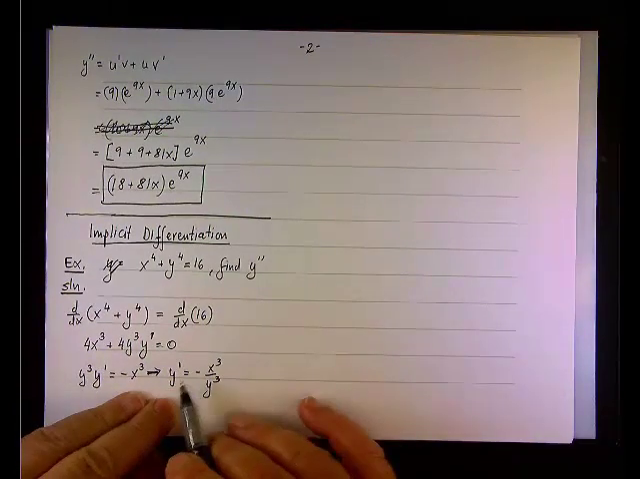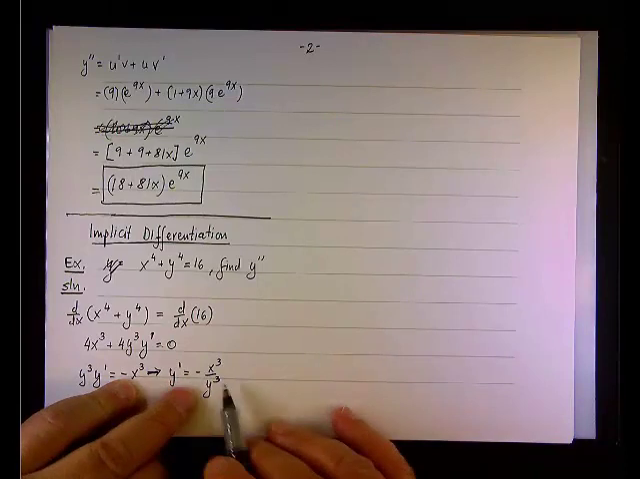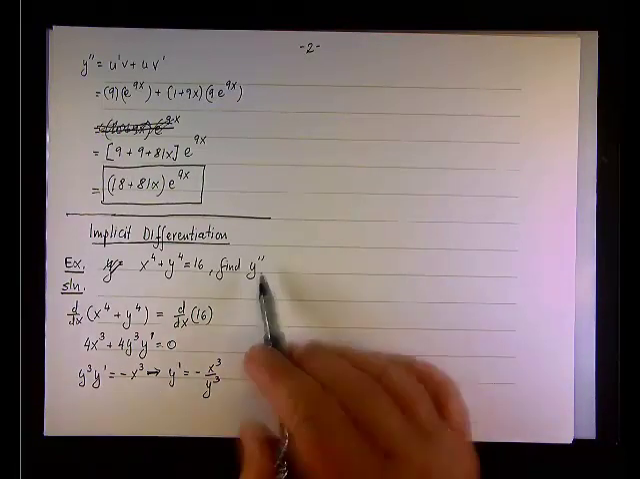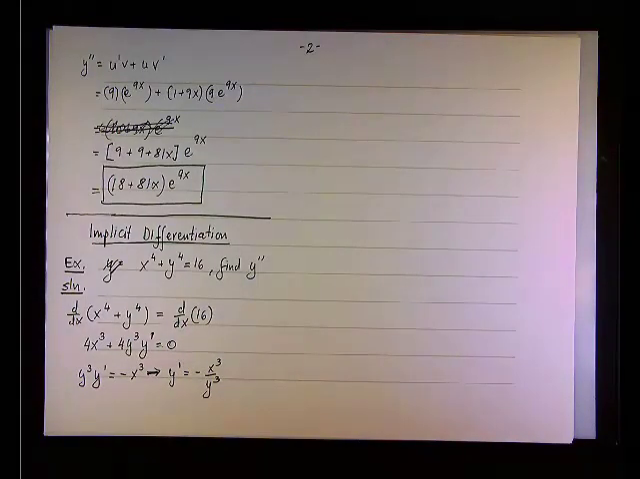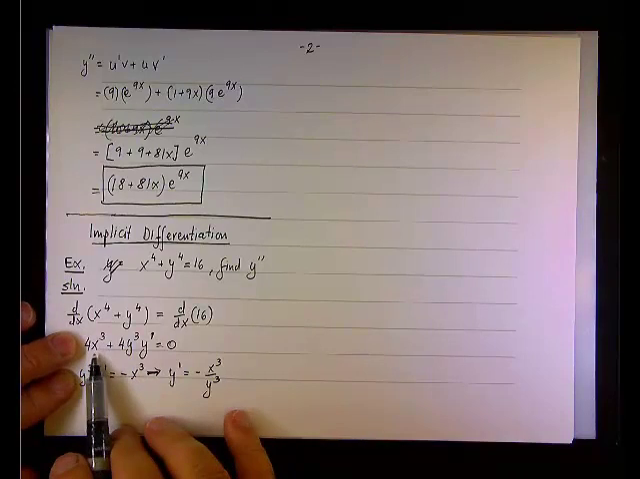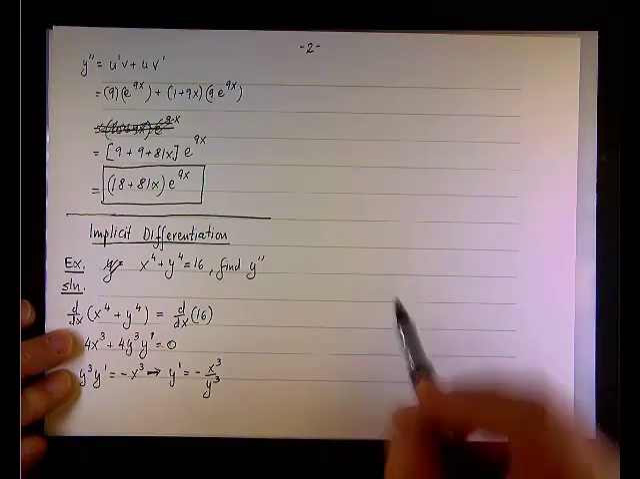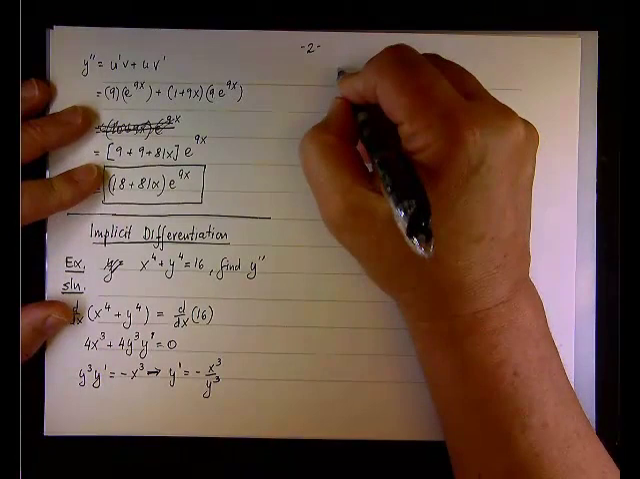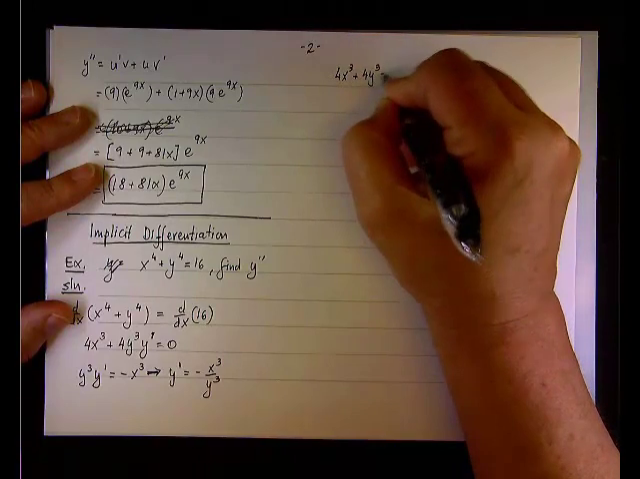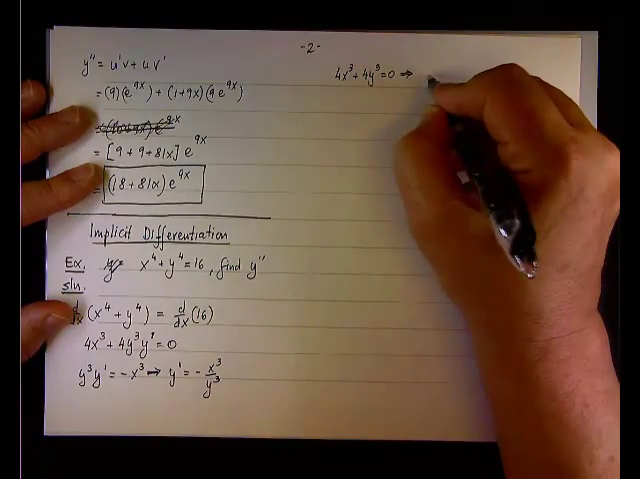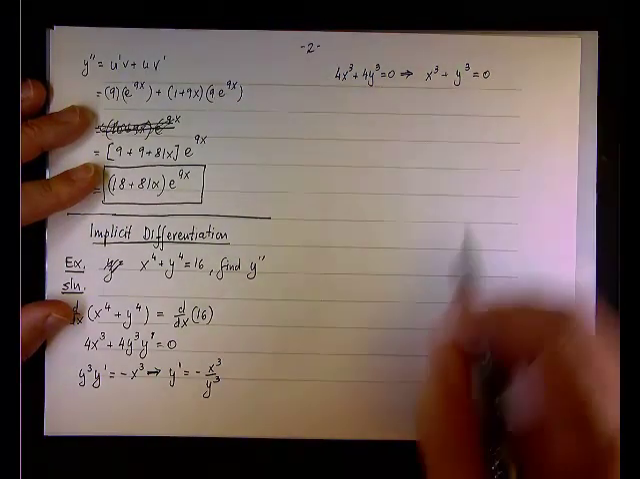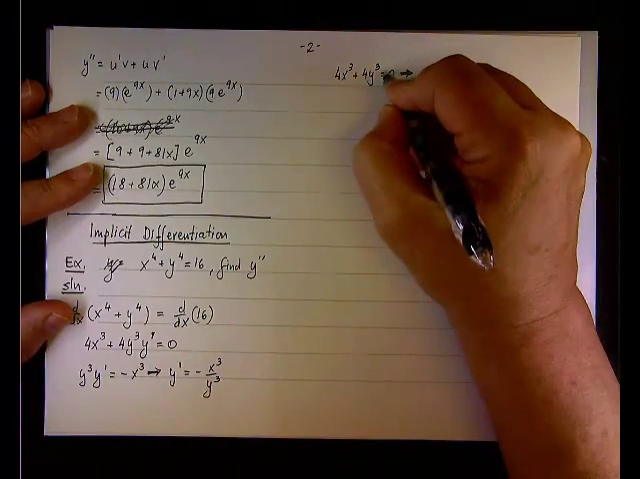But I don't want to take the derivative of y prime because I try to avoid the quotient rule. Remember, the goal is to find the second derivative. So I'll take the equation after we divide everything by 4, 4x cubed plus 4y cubed y prime equals 0, and write it as x cubed plus y cubed y prime equals 0.